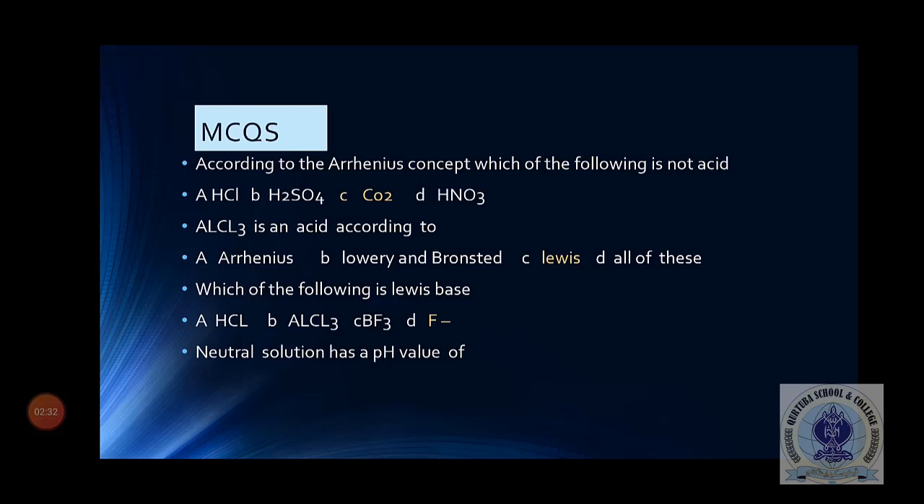Now, neutral solution. We discussed in our lectures about pH. The pH of an acidic solution will be less than 7, the pH of a basic solution will be greater than 7, while that of a neutral solution will equal 7. So here the correct answer is C, that is, the pH of a neutral solution equals 7.